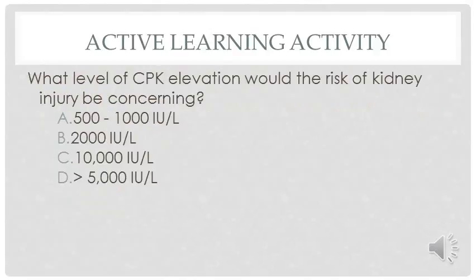Our final question is, at what levels of CPK elevation would the risk of kidney injury be most concerning? The answer is D, greater than 5,000 units per liter. A is typically 5 to 10 times the upper limit of normal, which is used to confirm rhabdo. 2,000, we're not so much concerned about kidney function at that point. 10,000 is, yes, a high number, but typically we want to start looking at kidney function above 5,000 units.